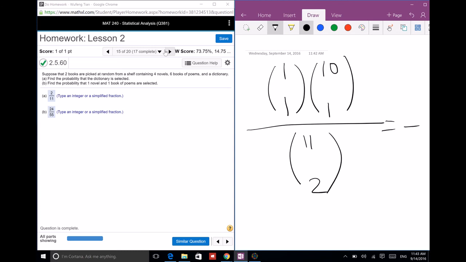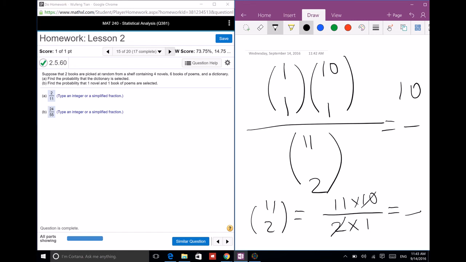Okay, you know how to do this: choose 2 from 11. Choose 2 from 11 is 11 times 10 at the top, and at the bottom 2 times 1. We cancel that out, it's 5, so it's 55, and it's 55 here. Okay, and you reduce that, you get 2 over 11. That's the first question. How about the second question?